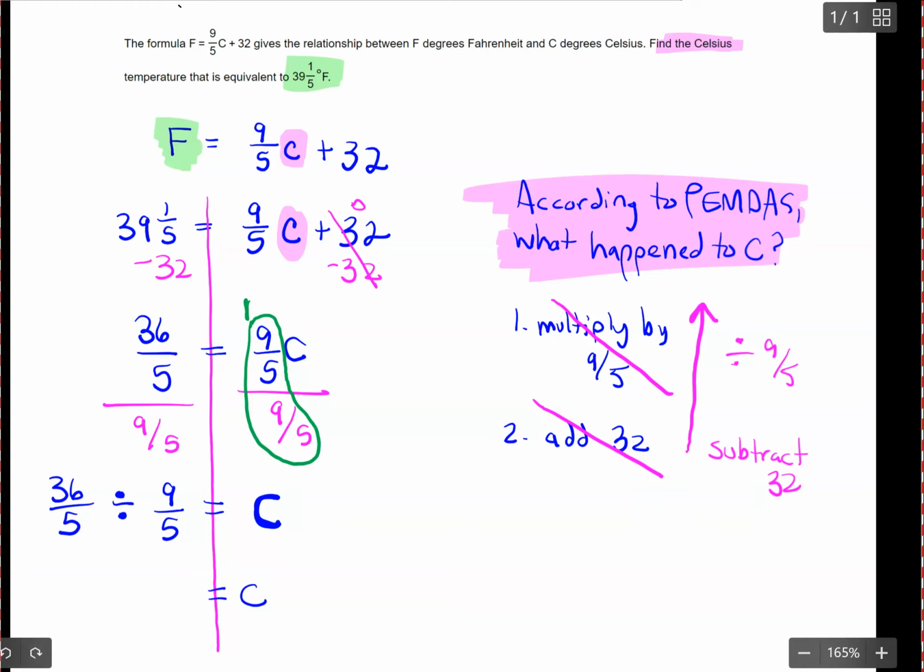What? We got a whole number again? We got 4. So 4 degrees Celsius. Okay, so we're claiming that 39 1/5 degrees Fahrenheit is equivalent to 4 degrees Celsius.